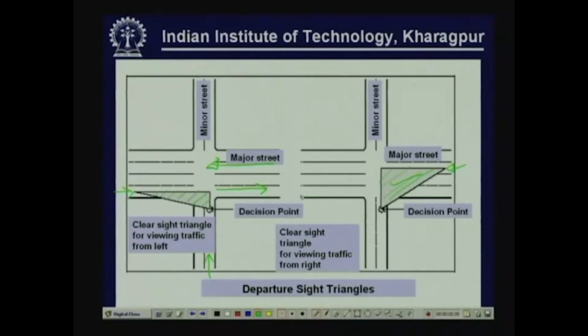So, we are using the same convention that is followed in the AASHTO manual, but the concept can be applied in a similar manner for Indian operating conditions. The only difference is that whatever we define as left turning would actually be right turning for Indian conditions, and whatever we define as right turn would actually be left turn in Indian conditions. That is the small difference one should keep in mind.